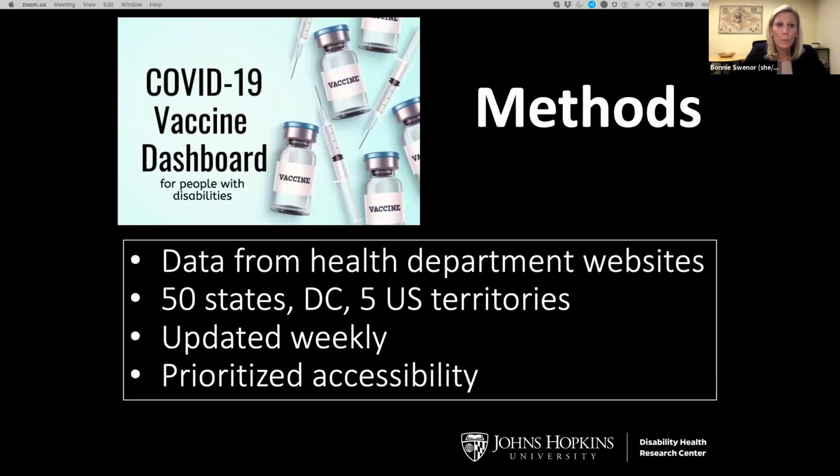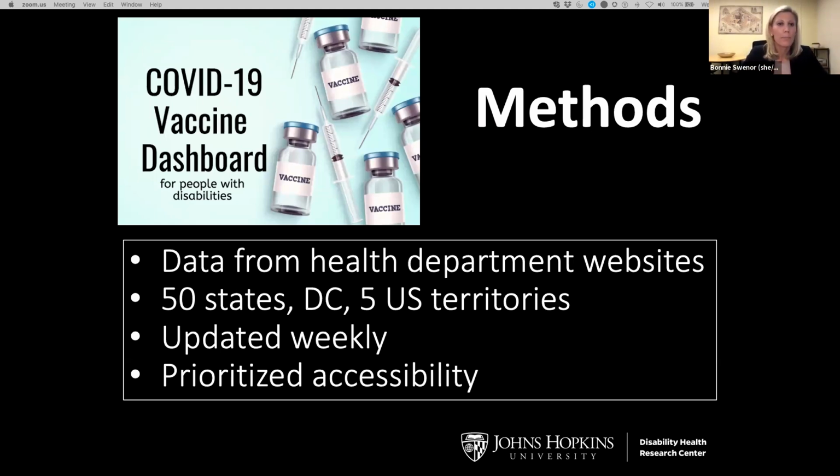And so what this did is we tracked data, starting out with prioritization and then moving to accessibility of information around COVID-19 from health department websites across 50 states, the District of Columbia, and 5 US territories. We updated this information weekly, and we prioritized the accessibility of our own dashboard, recognizing the barriers that we did not want to perpetuate.